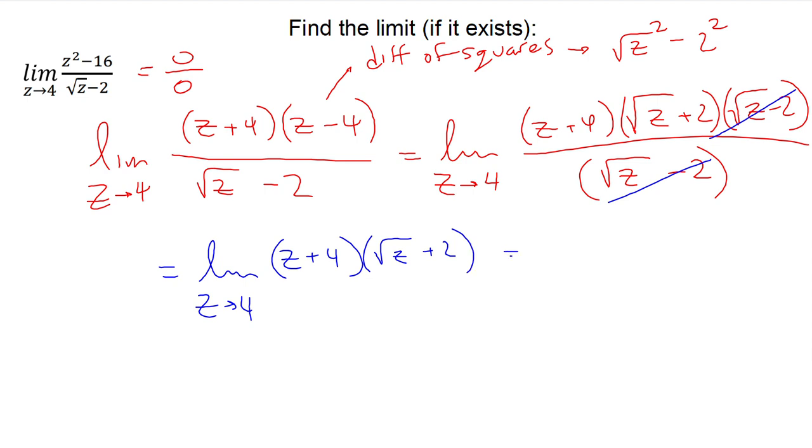And of course, that's just 4 plus 4, which is 8, times root 4, which is 2, plus 2. So 8 times 4, which gives us 32.